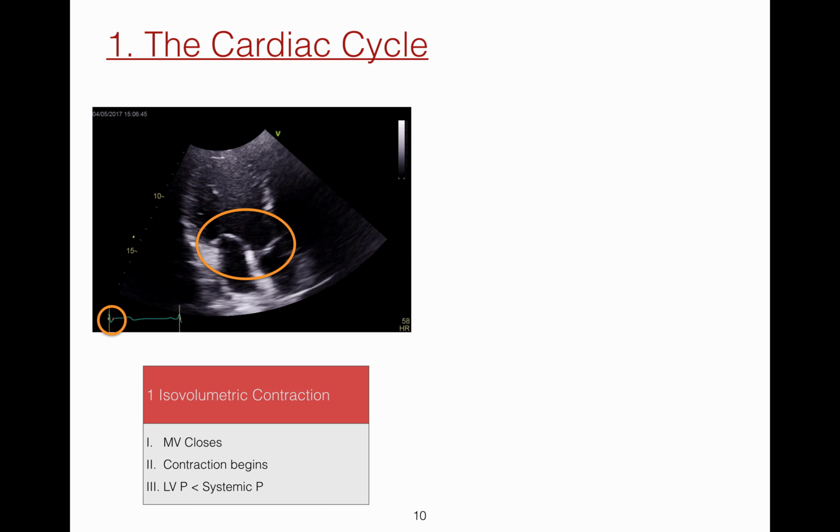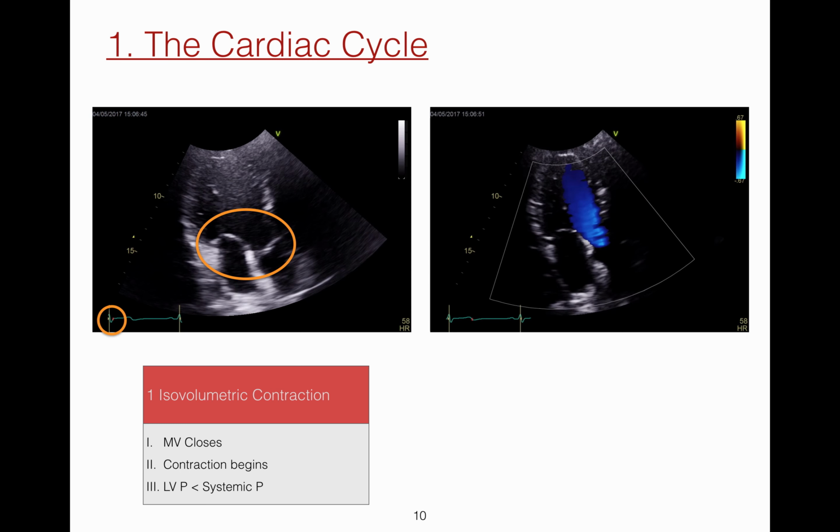Using echo images, isovolumetric contraction time is the brief period following mitral valve closure when the LV muscle starts to contract, but LV pressure is yet to exceed aortic pressure, and the aortic valve is yet to open. The ejection phase, when the aortic valve is open and LV pressure exceeds aortic pressure, can be clearly seen using color Doppler.